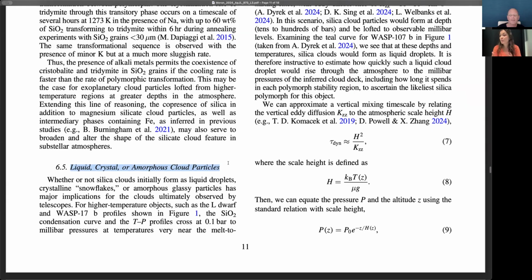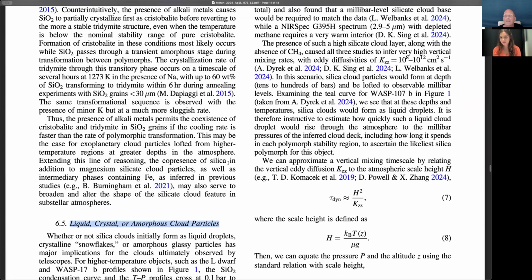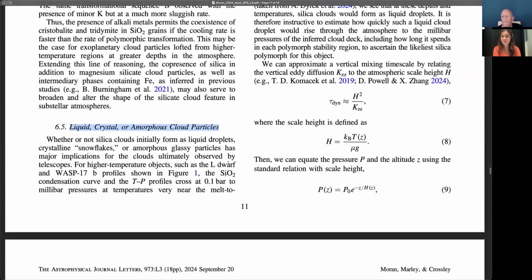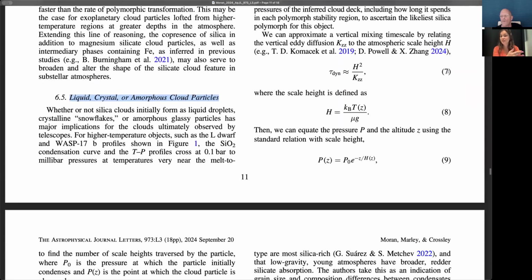And so you can do a back of the envelope calculation, which is what I've done here, where you can approximate this vertical mixing time scale, which is just the scale height divided by the vertical eddy diffusion rate, which has been measured for this planet, WASP 107b. And I'm just defining the scale height for you. It's a function of the temperature, the composition of the atmosphere, and the gravity.